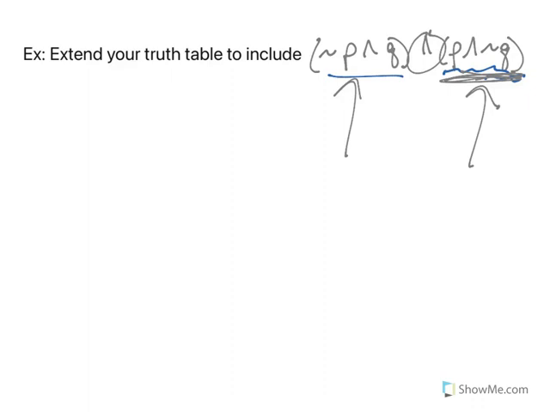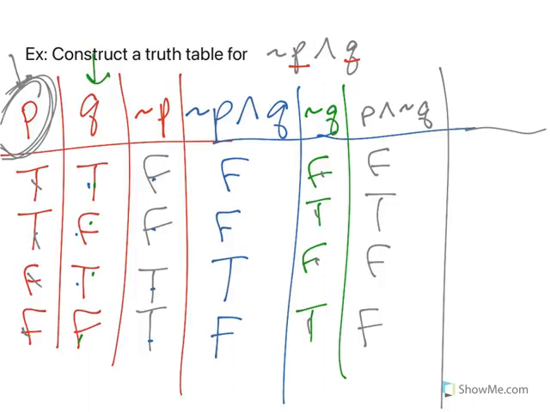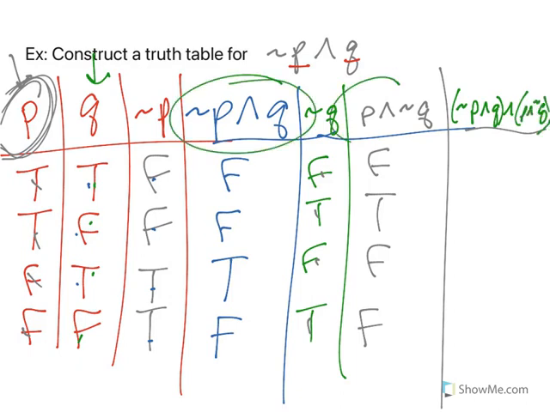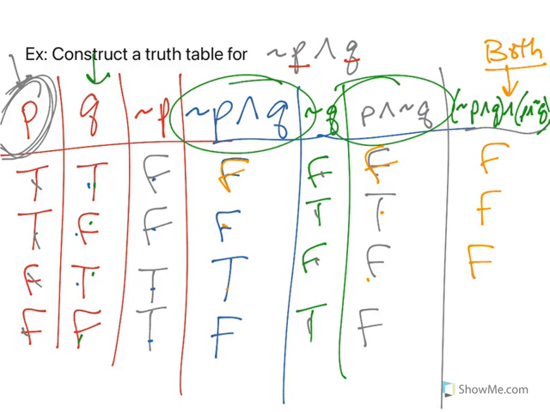Okay, so we now have this side done and that side done, and now we're joining them with a conjunction. So in our last spot here, we'll have not P and Q, and P and not Q. So our two big columns, let's compare them. Because they are joined by the conjunction, both must be true for this conjunction to be true. So I have false, false, that's false. False, true, also false. True, false, also false. And false, false, also false.